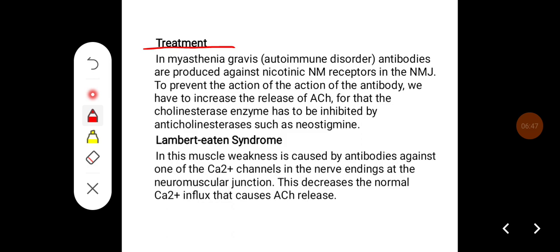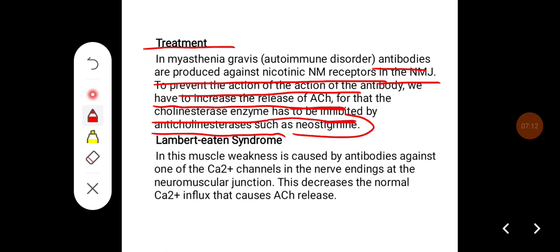Treatment. In myasthenia gravis, which is an autoimmune disorder, antibodies are produced against nicotinic neuromuscular receptors in the neuromuscular junction. To prevent the action of the antibody, we have to increase the release of the acetylcholine. For that, the cholinesterase enzyme has to be inhibited by anticholinesterases such as neostigmine.